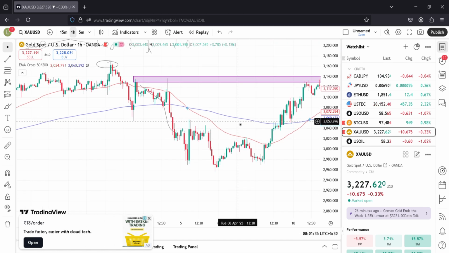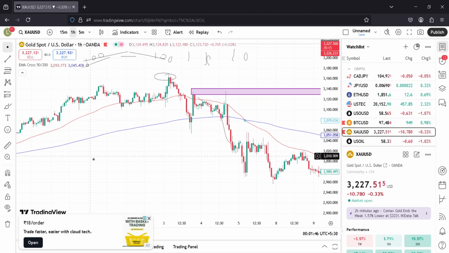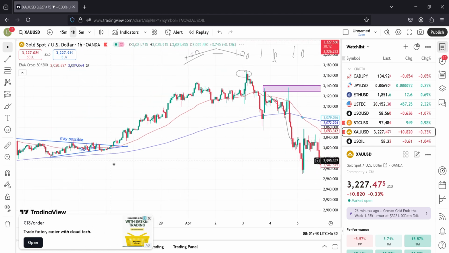It may sound like a joke, guys, but let me break it down for you. You said this is an order block. Let me show you two more examples of order blocks. Then you will believe in me.